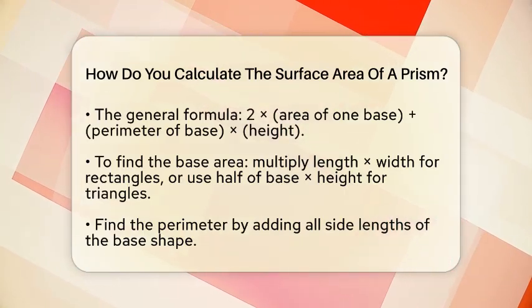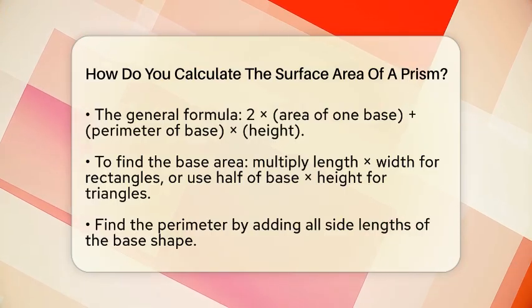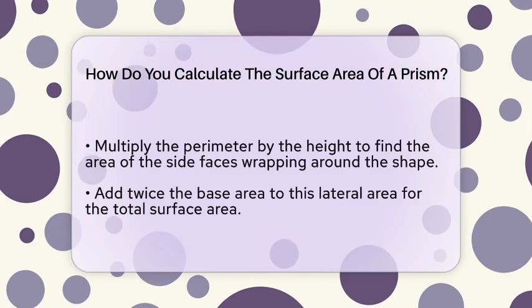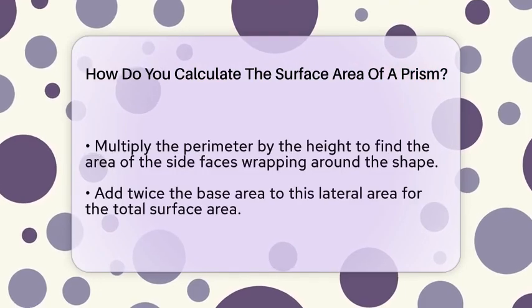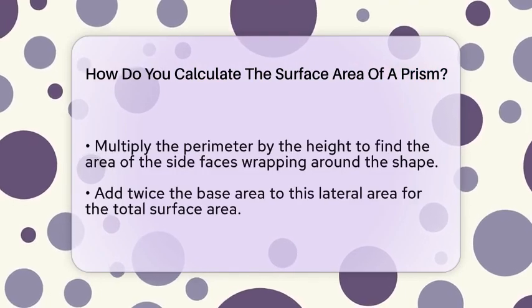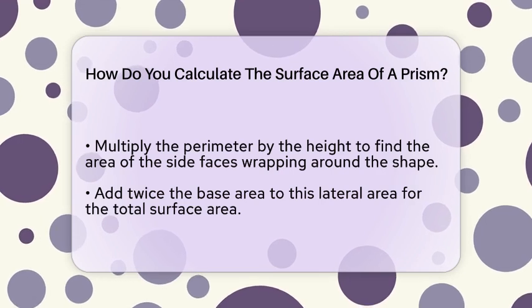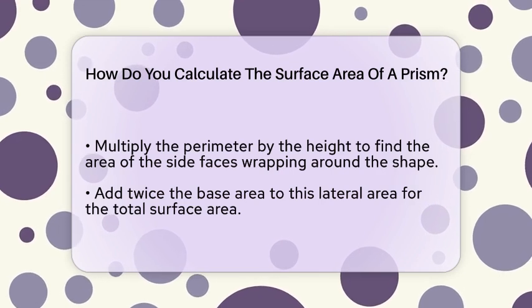Next, find the perimeter of the base. Add all the side lengths together. This tells you how long the edges are around the base. Then, multiply the perimeter by the height of the prism. This gives you the total area of the rectangular faces that go around the shape. These faces are like the sides of a box.